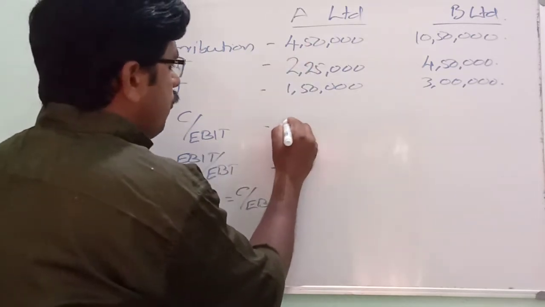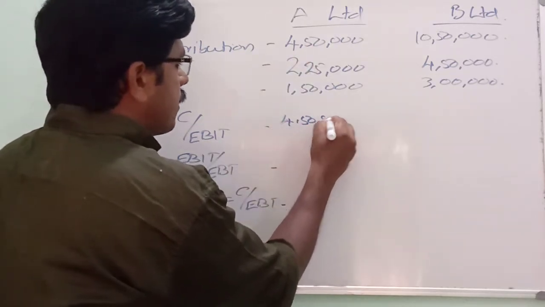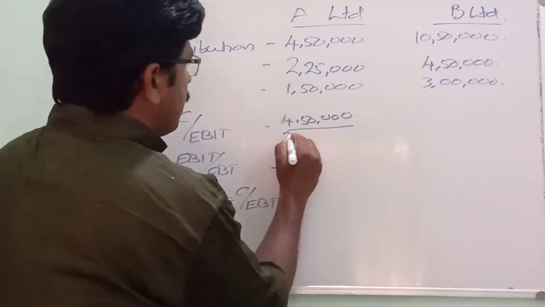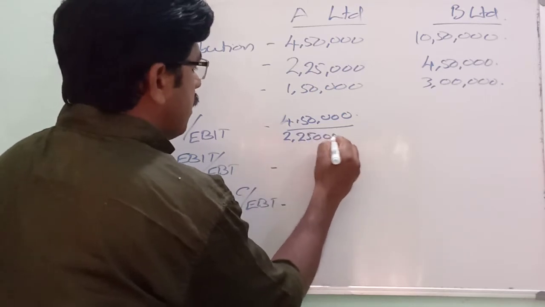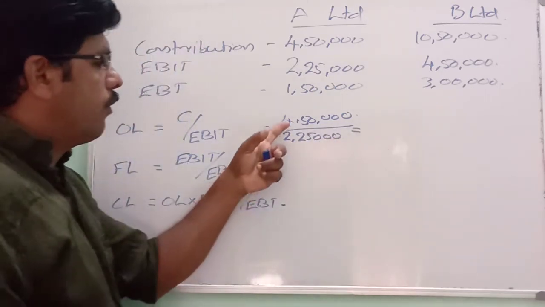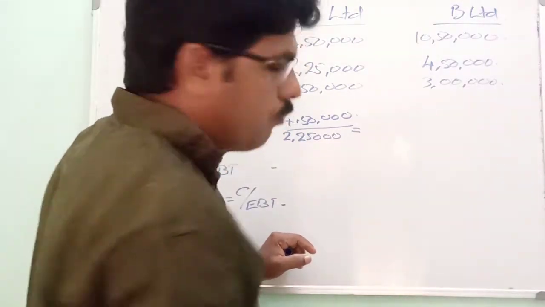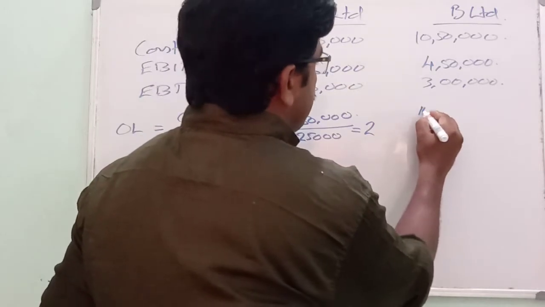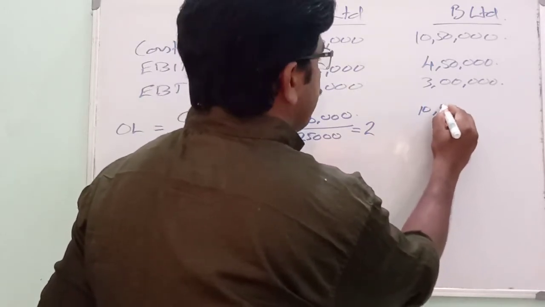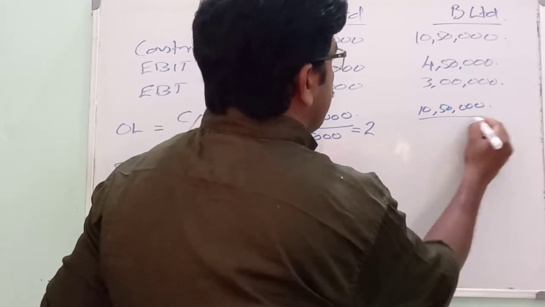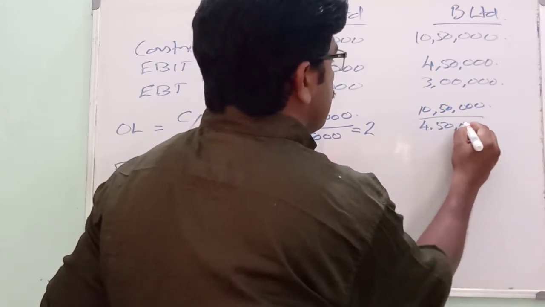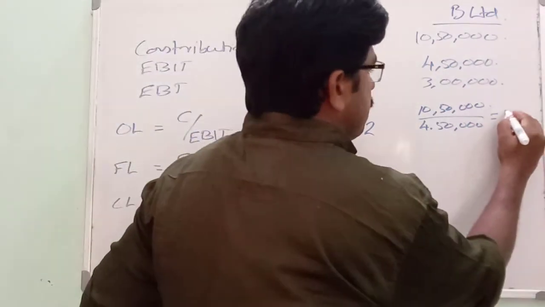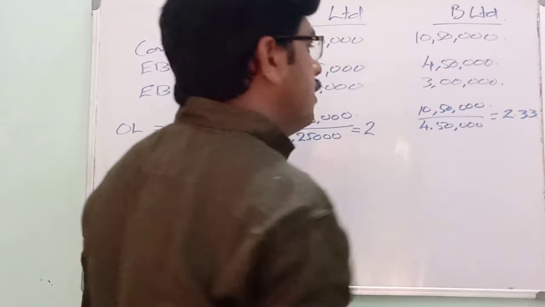Contribution here is 4 lakh 50,000 divided by EBIT 2 lakh 25,000, which is equal to 2. And in the case of B Limited, contribution 10 lakh 50,000 divided by 4 lakh 50,000 is equal to 2.33, not percentage, just 2.33.